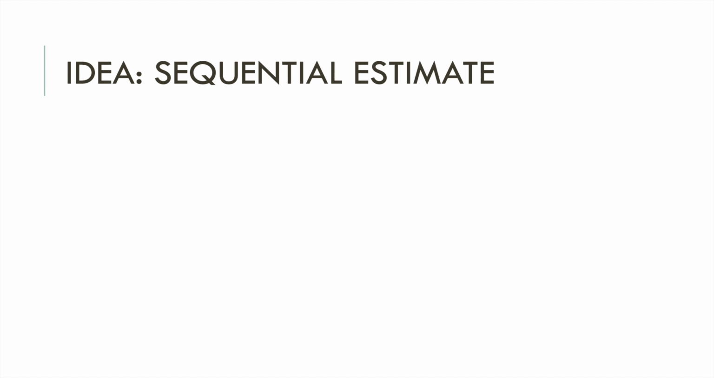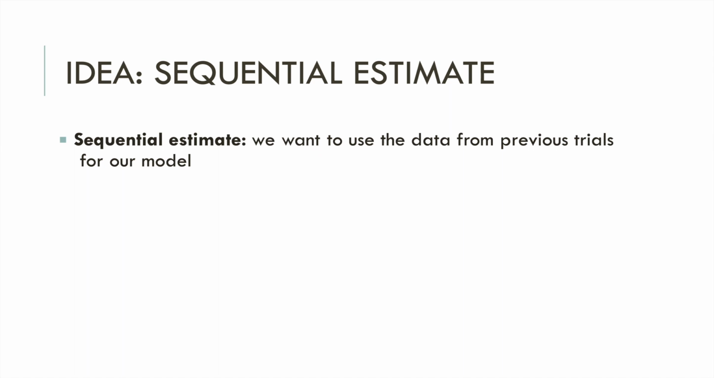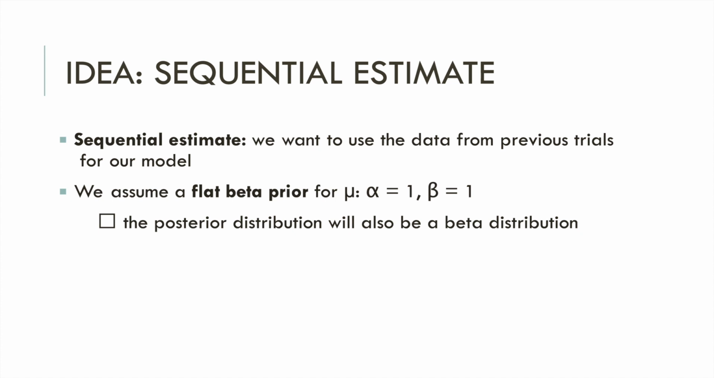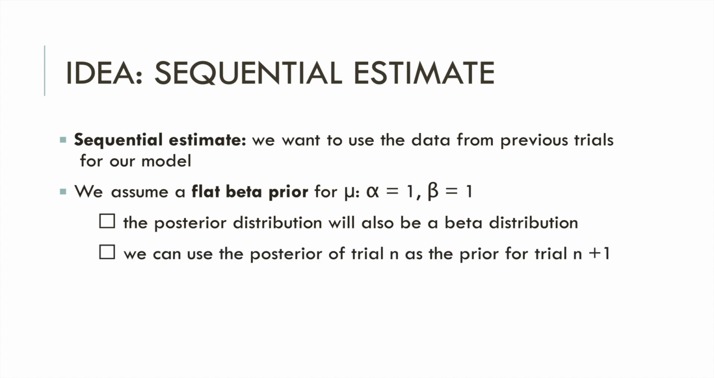So the idea would be to use what's called sequential estimates. Here we want to use the data from previous trials for our model, and we assume a flat beta prior where alpha is 1 and beta is 1. The posterior distribution of that beta prior will also be a beta distribution. Because of this fact, we can use that beta distribution, so the posterior of trial n, as the prior for the next one, so for trial n plus 1.